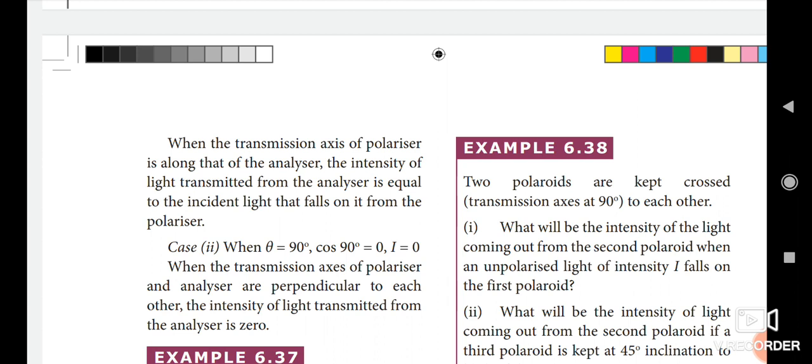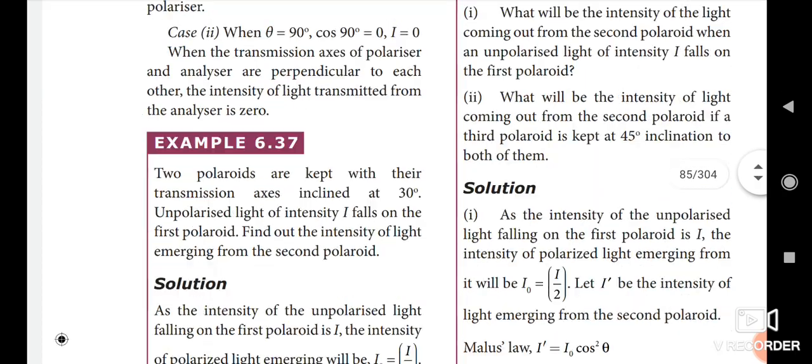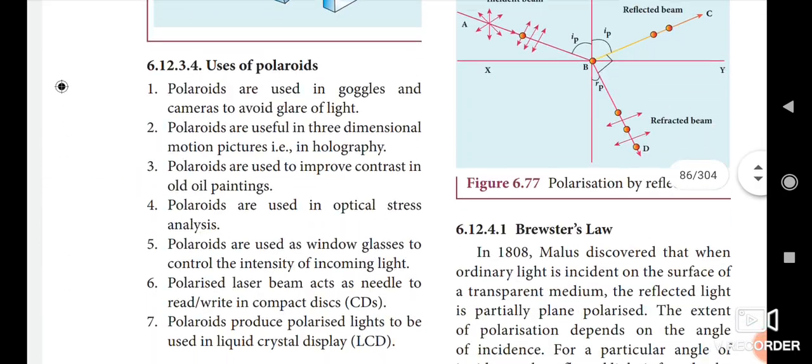In the next case, the theta value is 90 degrees. If theta is 90 degrees, what is the value of cos 90? It is 0, so the intensity will be 0. In this case the polarizer and the analyzer are perpendicular to each other, so the intensity will be 0.